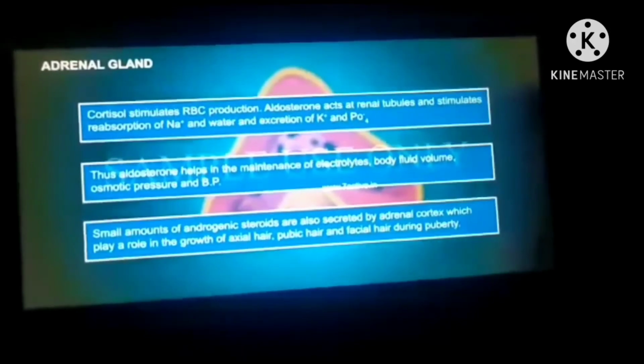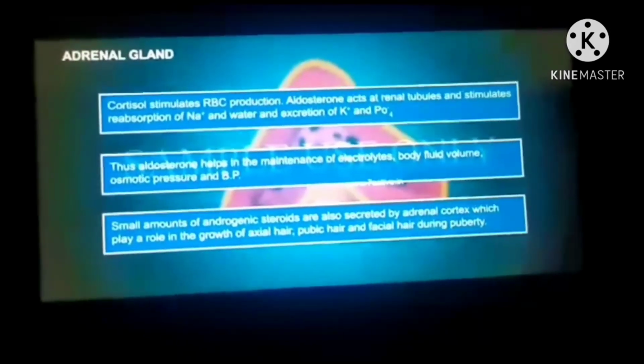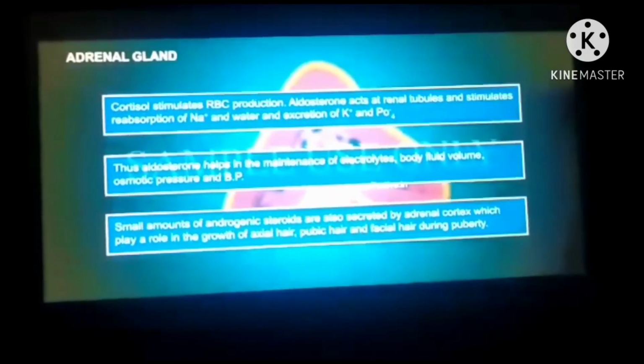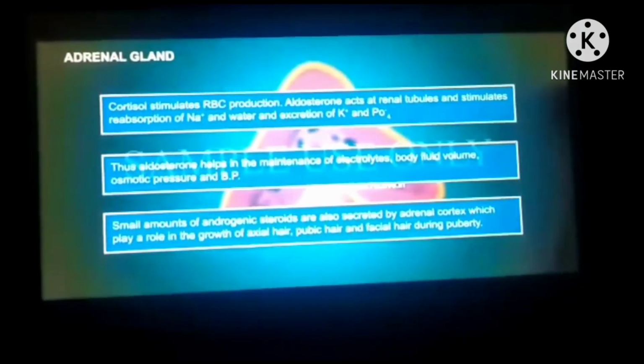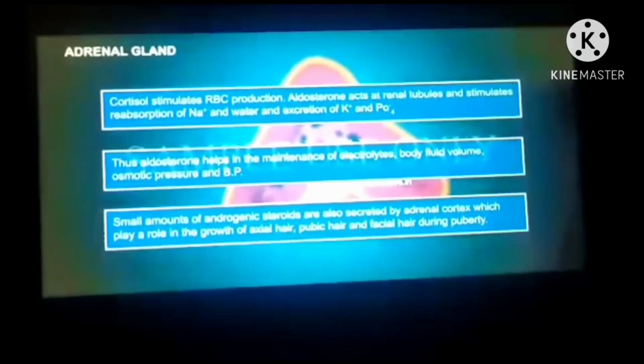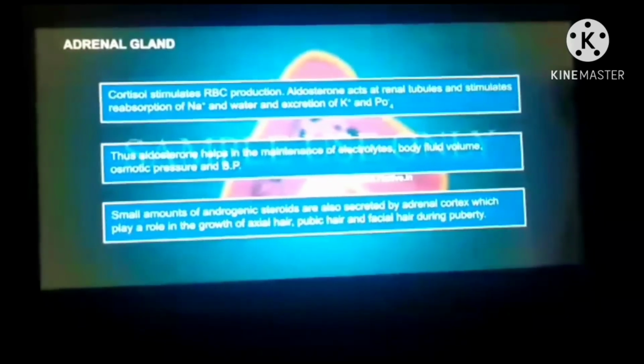A small amount of androgenic steroids is also secreted by the adrenal cortex, which plays a role in the growth of axillary hair, pubic hair, and facial hair during puberty.